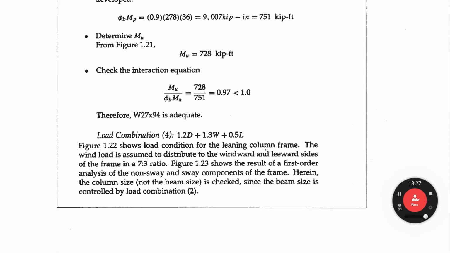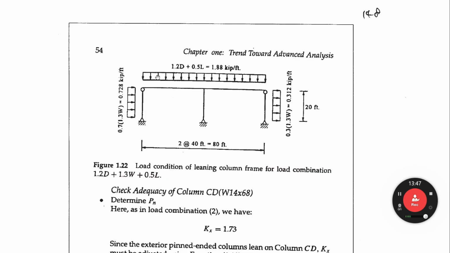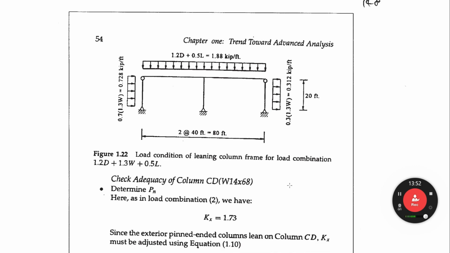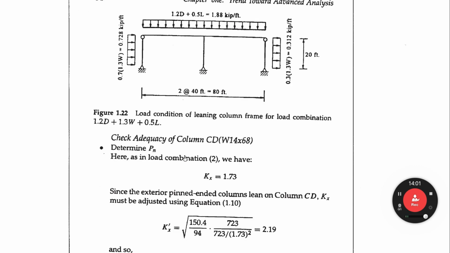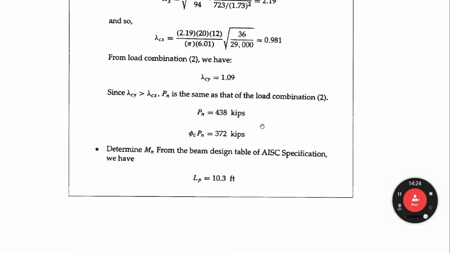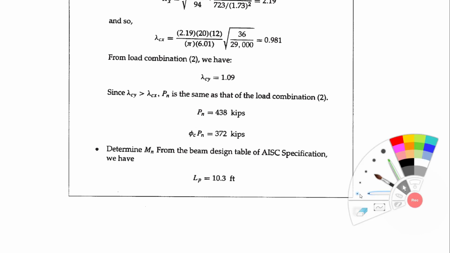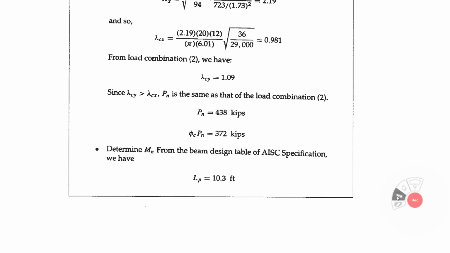It is a simple one. And then let's check load combination 4. We have the vertical load, dead load and live load, and then we have the lateral load due to wind load. Like that. That is vertical load and then wind load. Check the adequacy of column CD, this interior column. So we already calculated Pn, right? The Pn calculation is the same as that of load combination 2. Okay? The procedure is identical. Pn is this one. Then what should we do from now on?